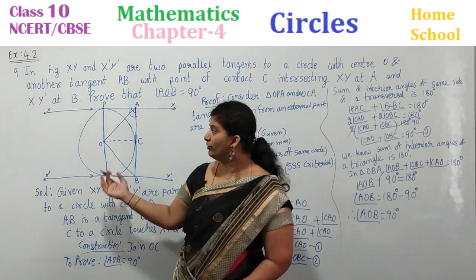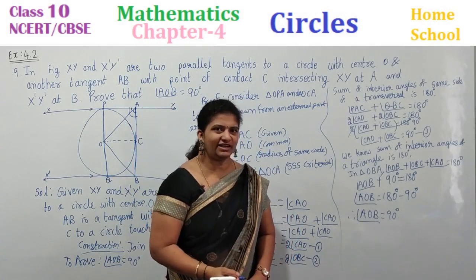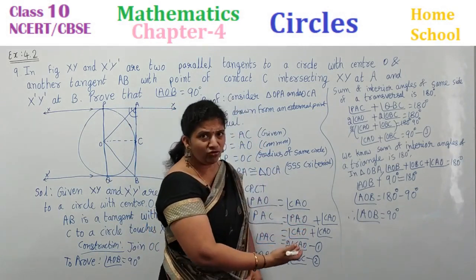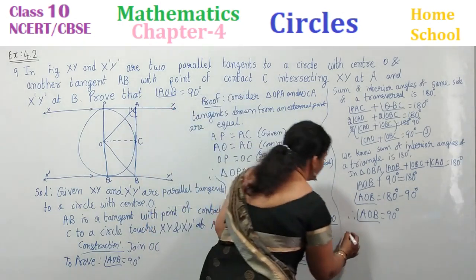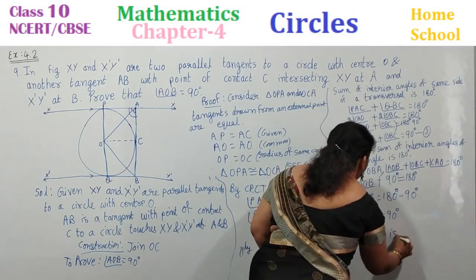What do we need to prove in this figure? Prove that angle AOB is equal to 90 degrees. This is the thing we need to prove. Therefore, final answer. Hence, it is proved.